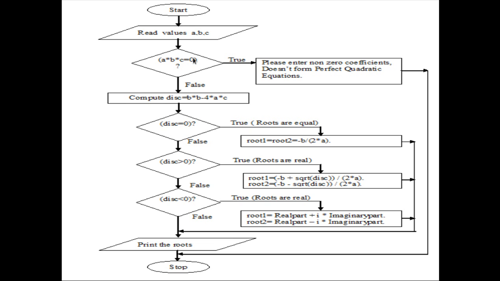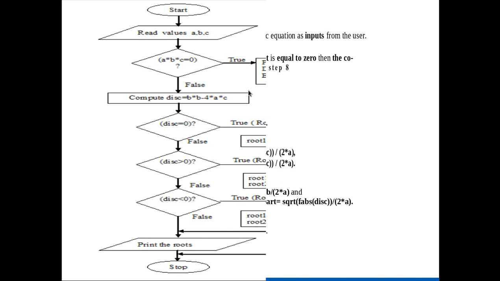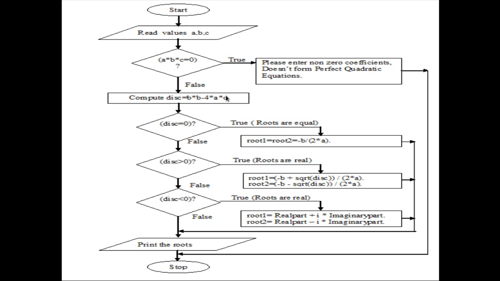If this condition, that is a into b into c, is true, then it stops, saying roots cannot be formed. Else it goes to the false part and computes the discriminant, as you saw in the algorithm. The discriminant is b square minus 4ac.